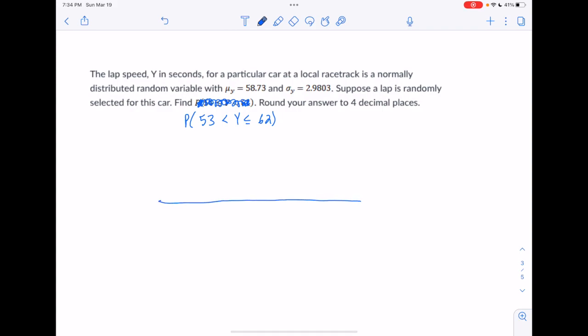First thing I would do is draw a bell-shaped curve. So we'll throw that bell-shaped curve in there. We want to label the mean at 58.73, and then we want to put our boundaries on the picture. And that's one of the first places that things can start to go a little weird for people. Here we have a less than symbol, but here it's less than or equal. So people start worrying about, well, how do I deal with that, right? What do I do with the 53 not being included when the 62 is?